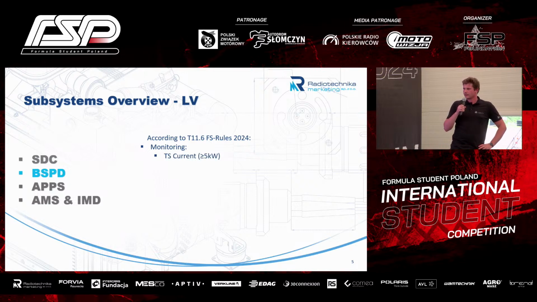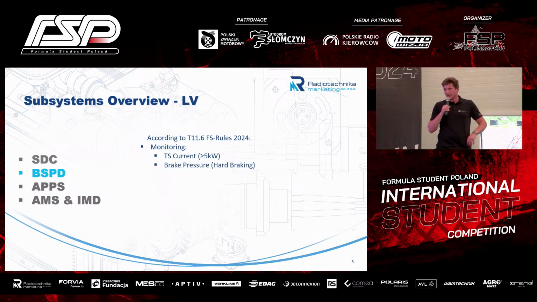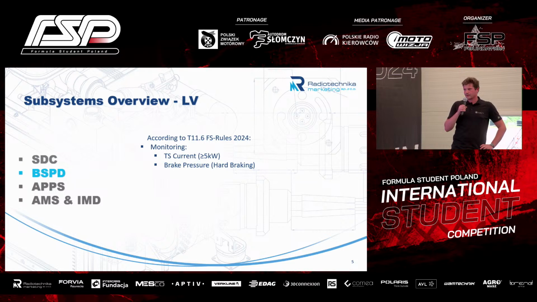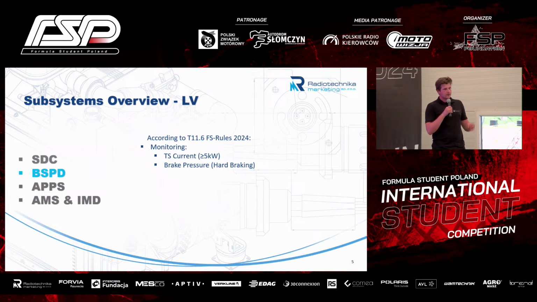According to the rules, the BSPD is required to monitor, of course, TS current, which relates to power delivered to the motor, and it's also relative to maximum tractive system voltage. So maximum tractive system voltage multiplied by the output of the current sensor, and we have the power. Then we have brake pressure, but it's not specified how the signal should be. It is specified below 30 bars, and of course no locked wheels. So this is the monitoring stuff.